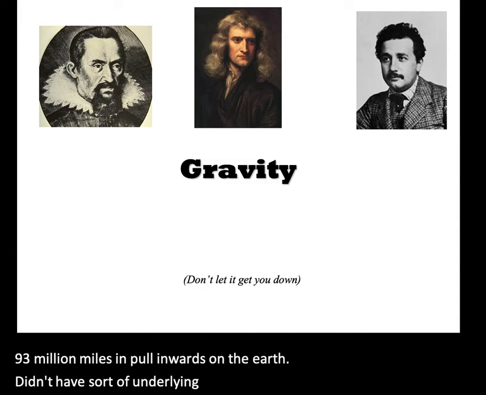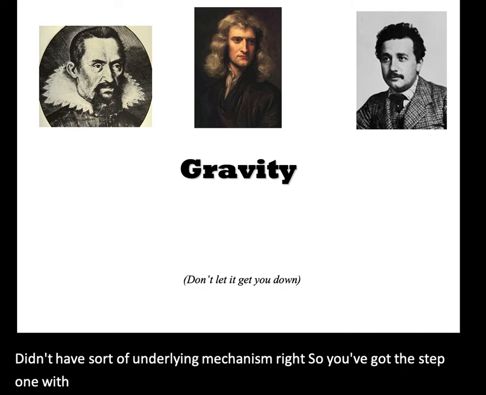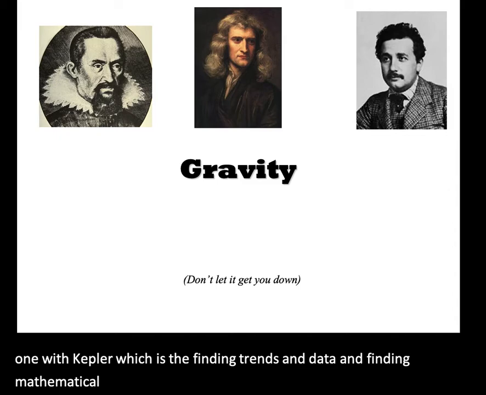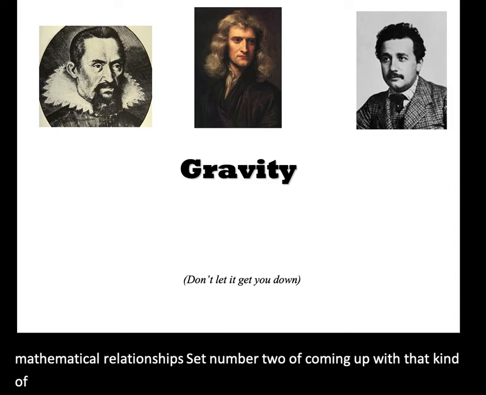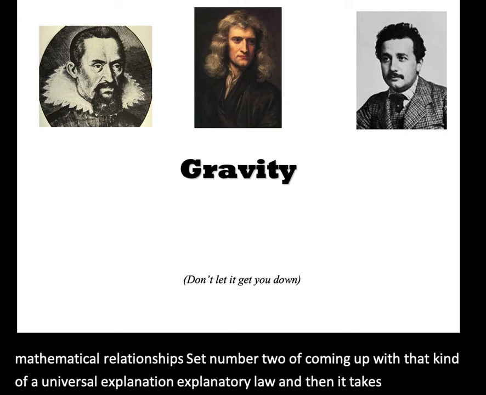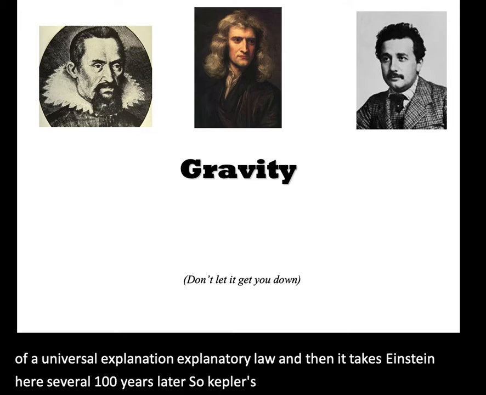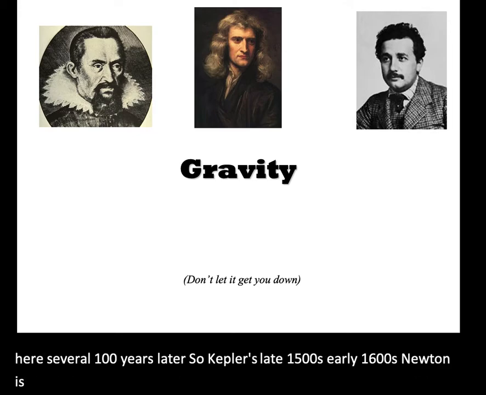So you've got step one with Kepler, which is finding trends in data and finding mathematical relationships. Step number two of coming up with a kind of universal explanatory law. And then it takes Einstein several hundred years later. So Kepler's like late 1500s, early 1600s. Newton is late 1600s, and Albert Einstein's early 1900s.